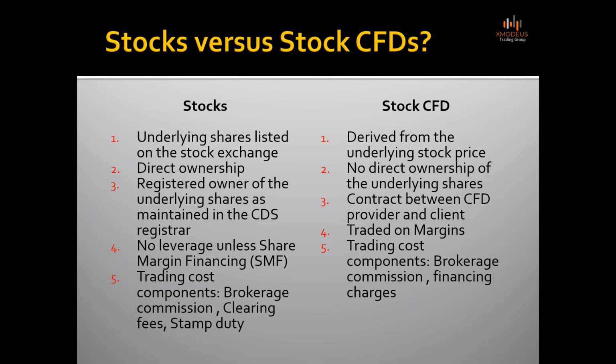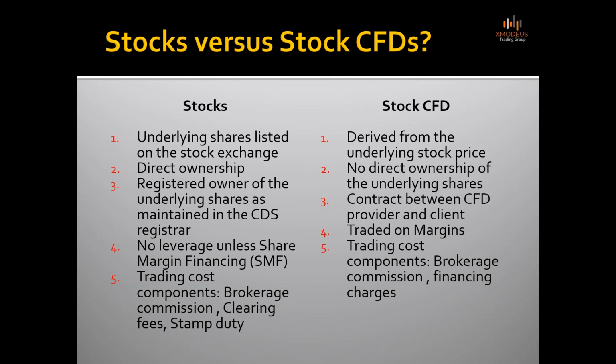So let's say, for example, you are trading a stock like Top Glove, the darling of the stocks for the last one or two months. If you own Top Glove shares, you actually have the Top Glove shares in your CDS registered to you as owner. Whereas if you're trading a Top Glove CFD, you're just trading the underlying stock price, right? You don't actually own it. There's no direct ownership of the underlying shares. And the contract is between the CFD provider, which is Phillip Futures, and yourself, whereas in stocks you are registered and your ownership is maintained in the CDS.